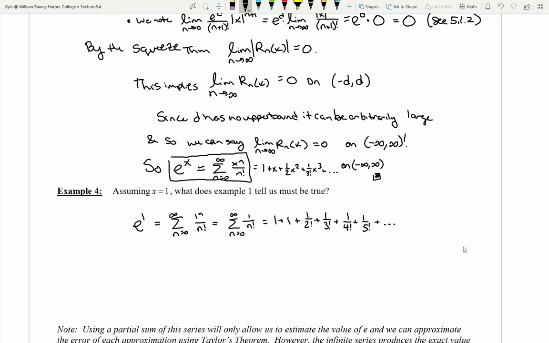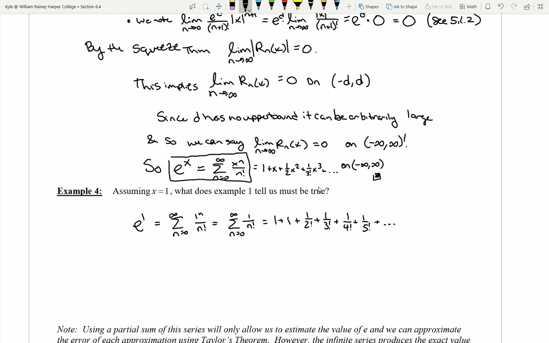If you want e to as many decimal places as you want, just keep typing out this series and you will get the value of e. This is a really, really huge result. It's a really, really interesting one as well. We actually have the ability to do this, not just with some values, but with all values. Hey, do you want to know what e to the 0.5 is? Easy. Just plug 0.5 in for x and you will get a string of numbers that all add up to be exactly e to the 0.5.